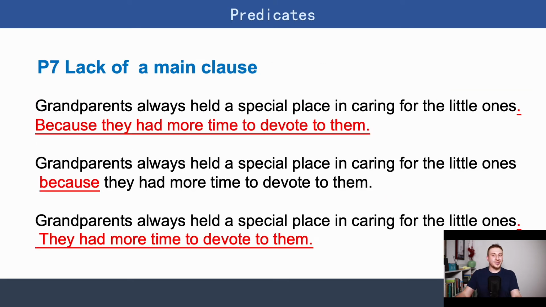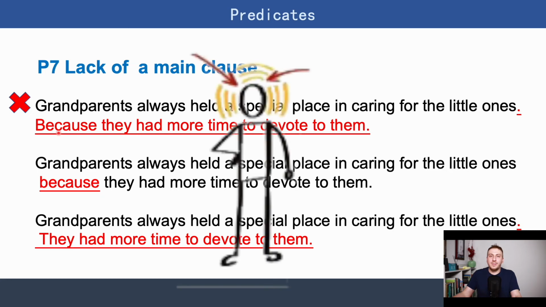All right, so we also have a case where a main clause might be missing, right? So what is a main clause? A main clause has a subject and a verb and can stand on its own, right? So let's look at the first example. Grandparents always held a special place in caring for the little ones. Full stop. So this is the main clause, right? We have the subject, we have the verb, so it's a complete sentence. Now here we have, because they had more time to devote to them, what happened?